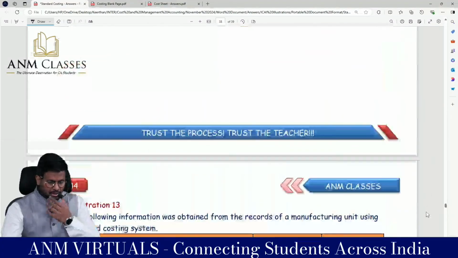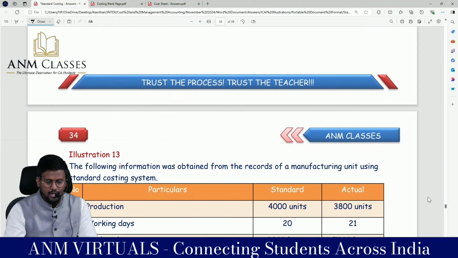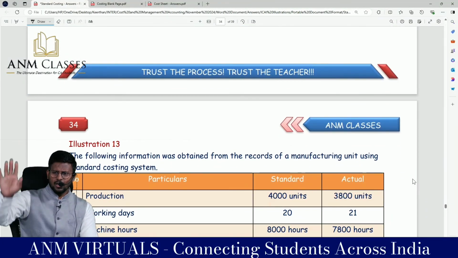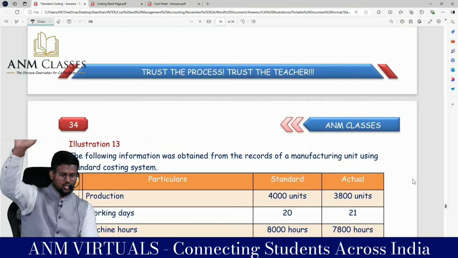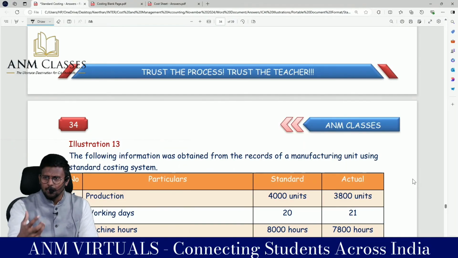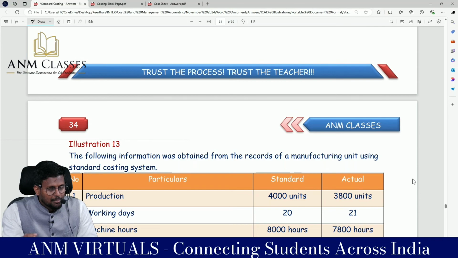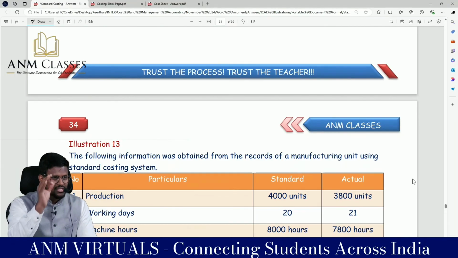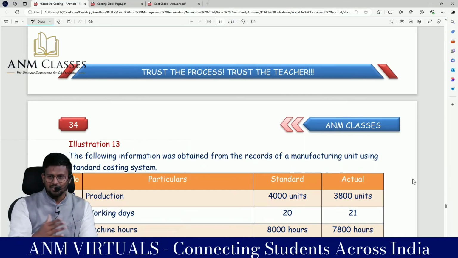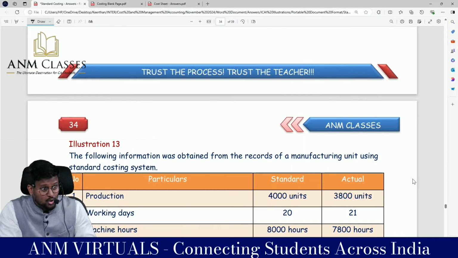Comfortable? That's it with regard to illustration number 12. Anyone, sir, comfortable? How many of you got the right answer for illustration number 12? Brilliant. For all the remaining, it will be a good lesson. My question to you, has your brain started working? Yes, sir. Then, as a teacher, I will say I have achieved something in my life. Because in costing, if you start thinking, no one can stop us in costing. That's what costing is all about.